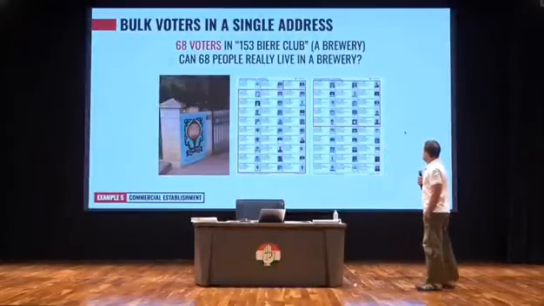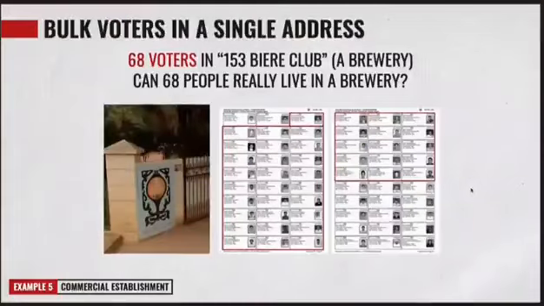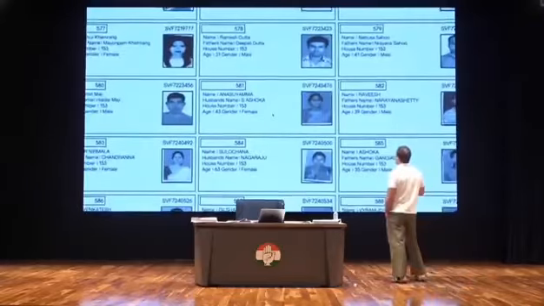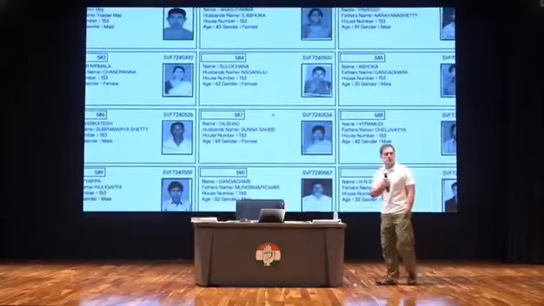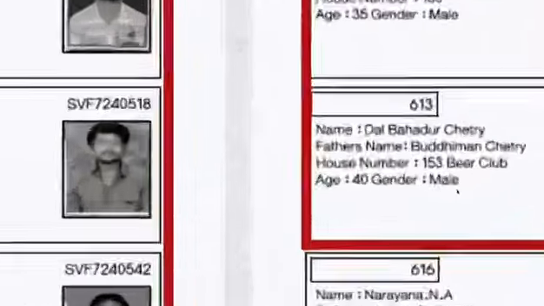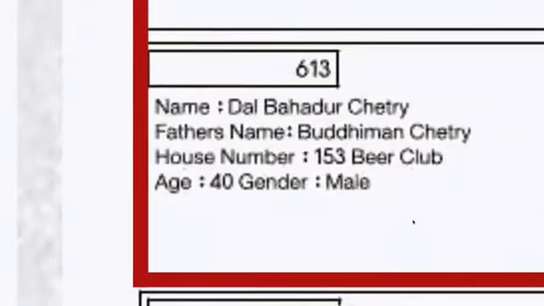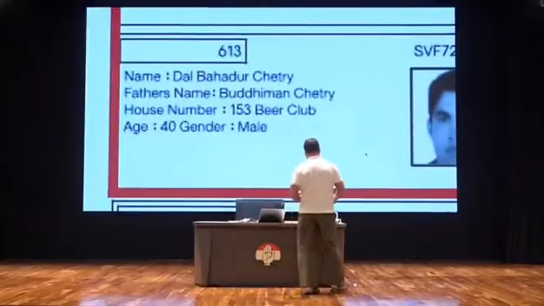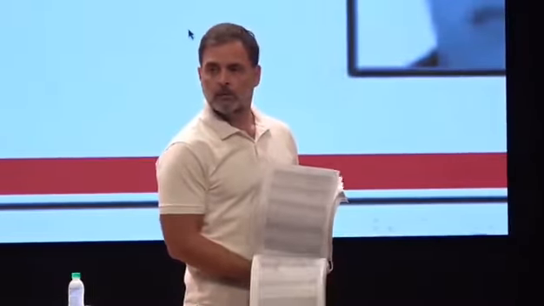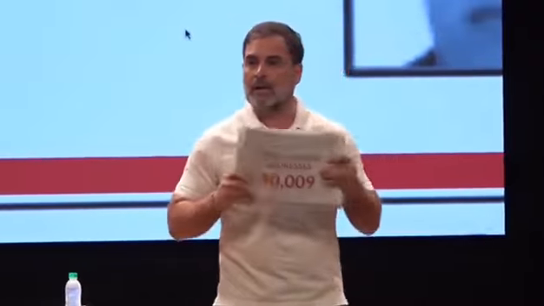Here is 68 voters in a brewery, commercial establishment. Nobody lives there. Right? And when we go and ask them, where are these people? Who are these people? Nothing. We don't know. Never heard of them. Zoom in. And that's fake and invalid addresses. You can see. All lies. Total lies. These guys don't exist. Okay? Next.